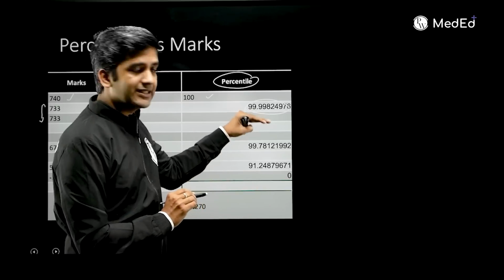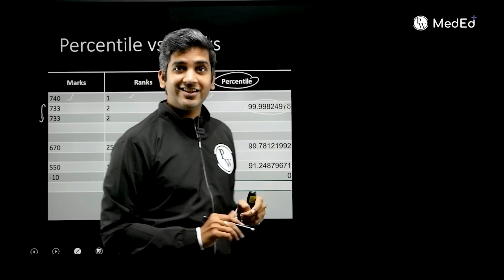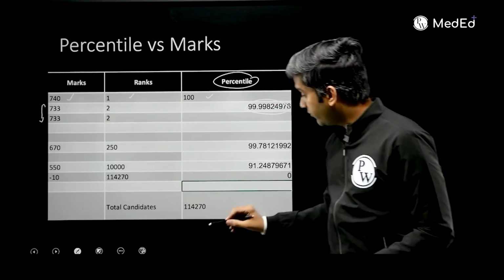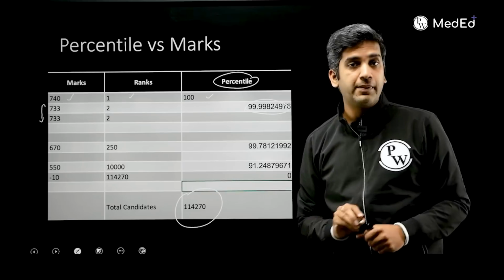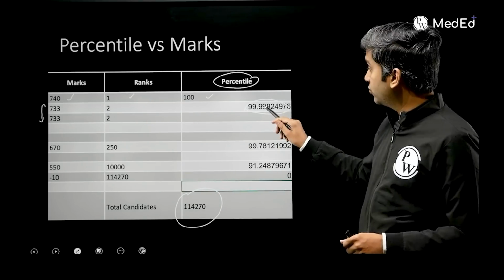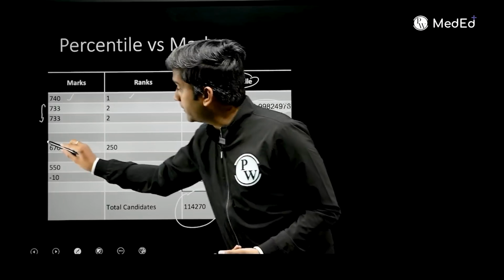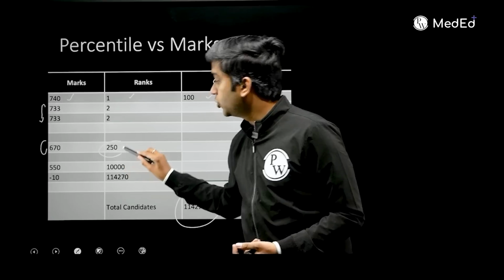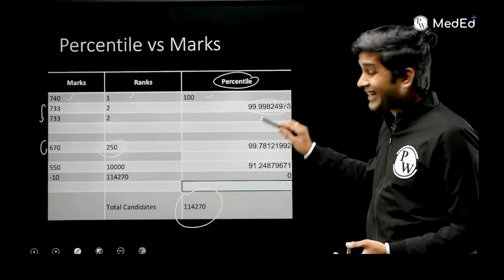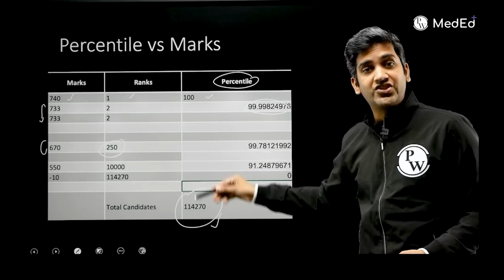So here, if you look at this, there is 99.9982496, right? I sound like a robot. These many people are below this particular person, of the total of 1.14 lakh people who attended, right? Which means below this person, there are close to, let's say, 99.99% people. Let's take for an example, 670 marks. This guy has got 250 rank, which means his percentile is 99.78. So which means 99.78% of students who attended the exam are below this rank.